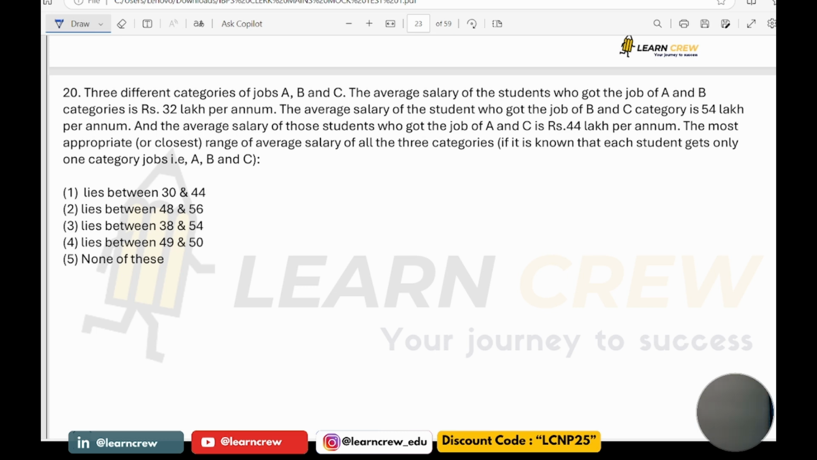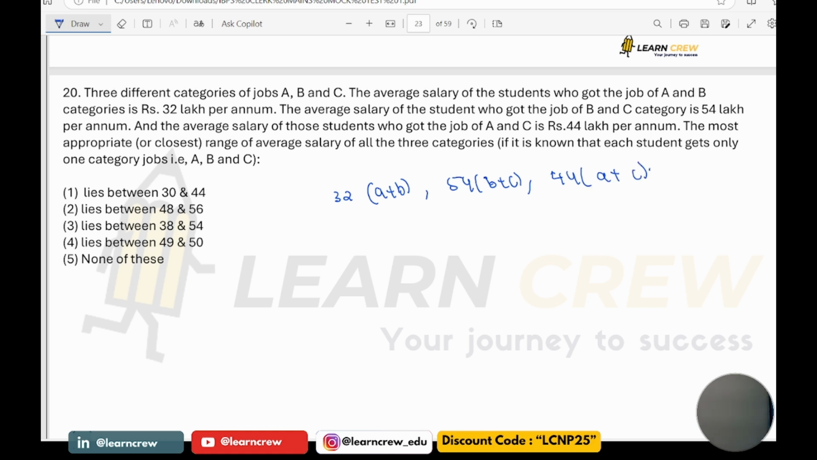So what is the answer? Here the number of students who got the jobs of A, B and C is not given. Their average salaries are given. So A and B, I am taking the total as 32 into A plus B. B and C total I am taking as 54 into B plus C. And total salary of A and C, it is 44 into A plus C. Right? Now what is the total salary you are going to get?